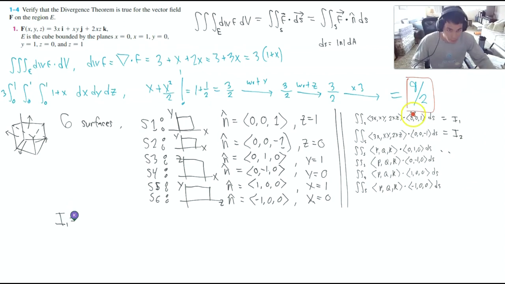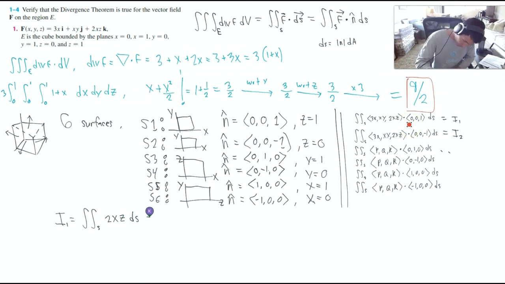Now, if we do I1 and we simplify the integrand, we just get the double integral of 2xz ds. Okay, and then what is ds? So ds is the norm of this vector, the norm of this vector, and the norm of this vector, it's just 1. Think about it, right? The norm of this vector, so you take 0 squared, 0 squared, and 1 squared, and you square root it all, it's just 1. So ds is 1.